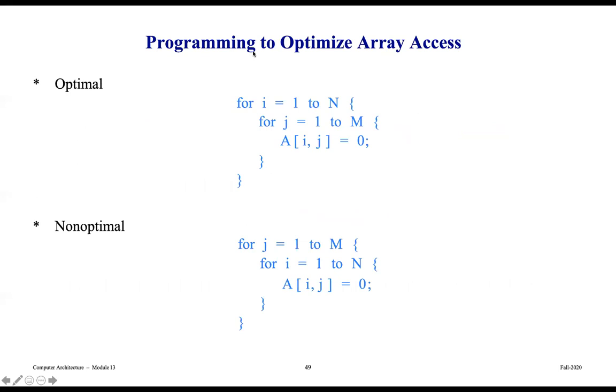In terms of programming to optimize the array access, here is an optimal way of doing it, and here is a non-optimal way of doing it. And there are just some slight differences between how things are programmed between these two. I'll just let you look over that, and you can comment on what you see as the difference.